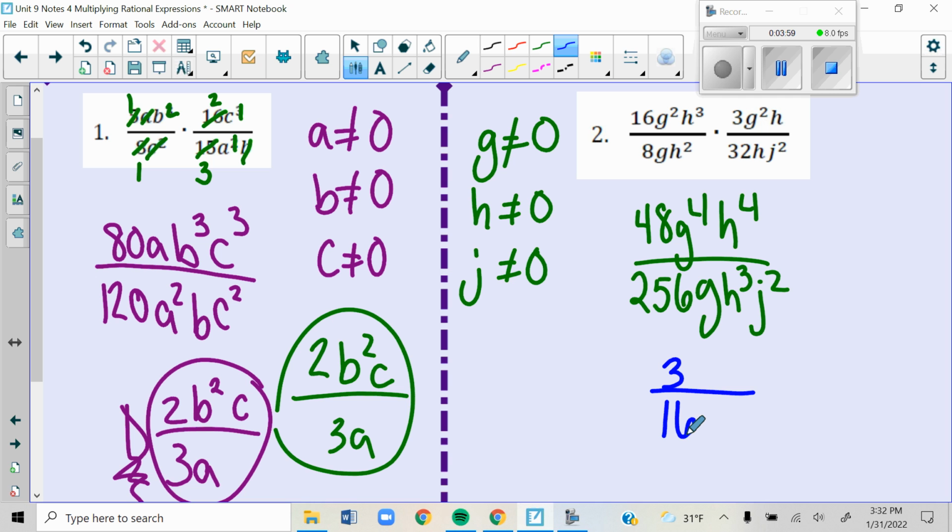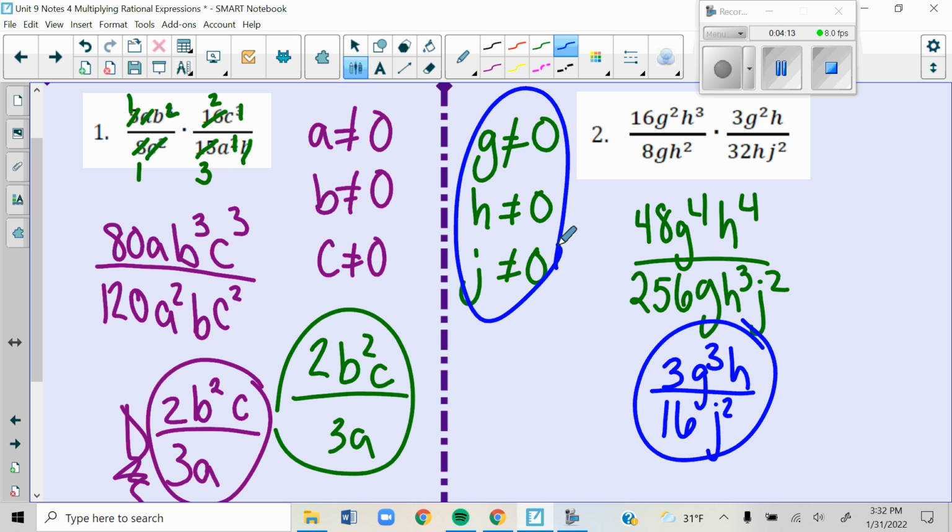I have a g to the fourth on top and a g on the bottom, so that gives me g to the third. I have an h to the fourth on top and an h to the third on the bottom, so the top has 1 more, and then there's no other j. So 2 parts for that answer.